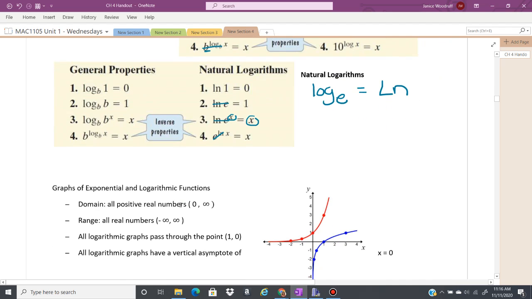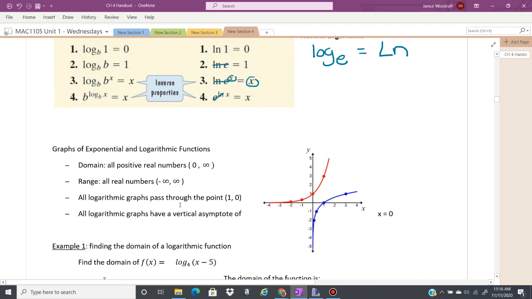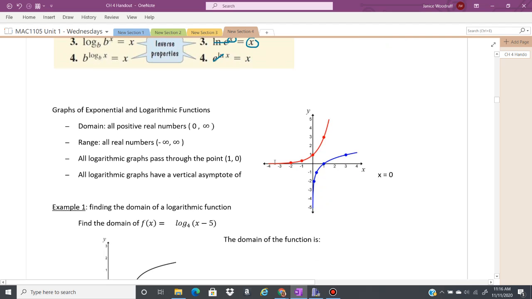The graph of a logarithm is going to look like this. This is our graph of an exponential function. So this is your exponential. Remember, a logarithm is an inverse exponential problem. So the inverse graph of an exponential function is your logarithmic graph. So it's going to have opposite values.